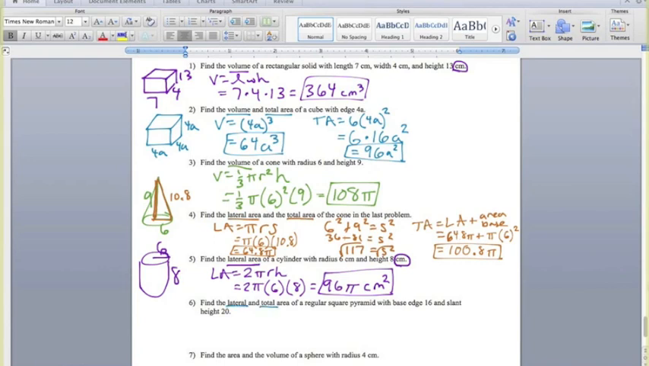Find the lateral and total area of a regular square pyramid with a base edge of 16 and a slant height, which goes right down the middle of one of those sides, of 20. You don't have to draw your figures if you don't want to. I find it to be helpful, but I'm a visual person, so I like to see it. If it doesn't help you and you're not good at drawing, you don't have to.